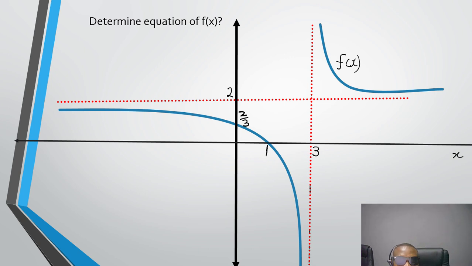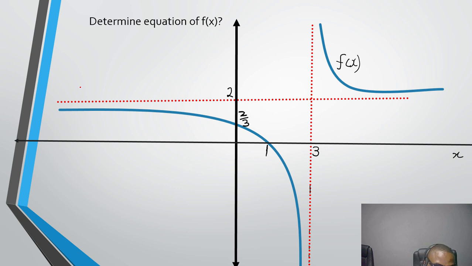Hello. I'm going to be answering this question here that says determine the equation of f of x. So we are looking for the equation of a hyperbola function. We can see that it's a hyperbola function. How do we know? We see the two asymptotes there.